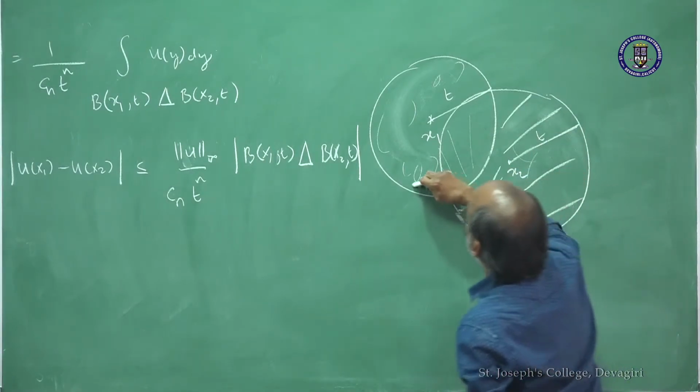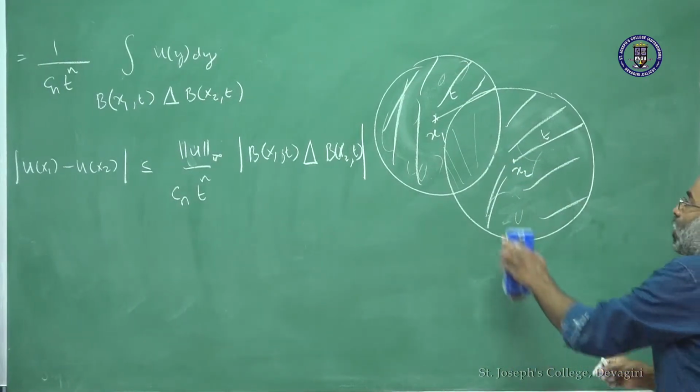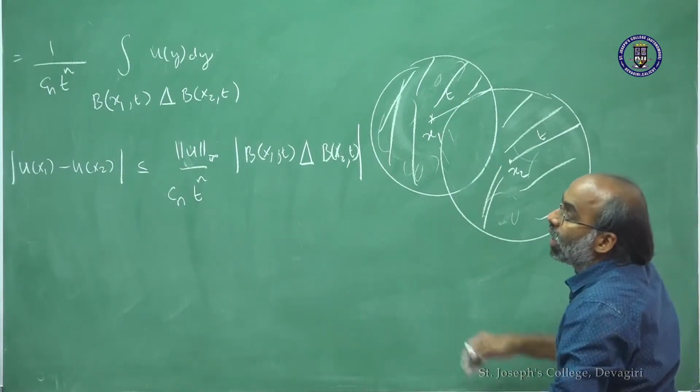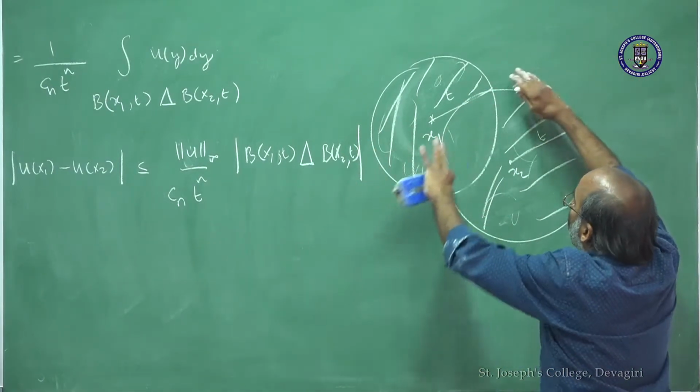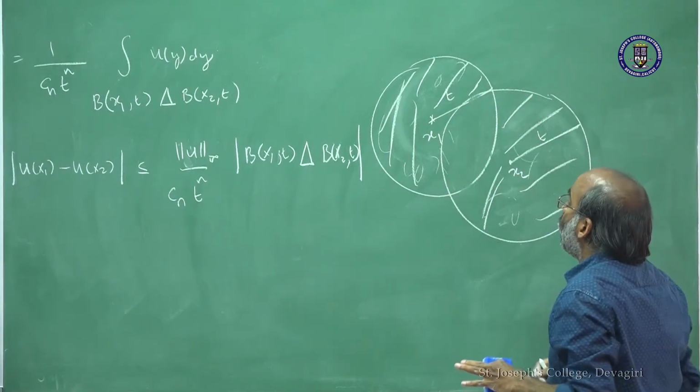So, the measure of this portion is not included. But what will happen? This is true for all t. Now, we are on R^n, so we can take balls as large as we want; we do not go out of the domain.